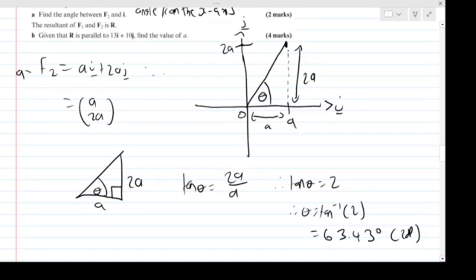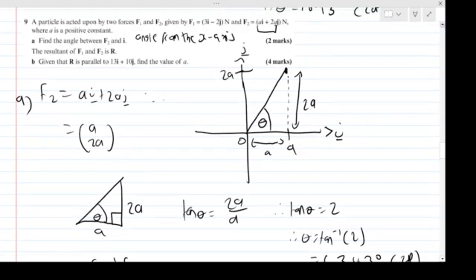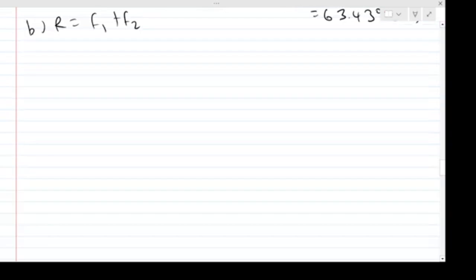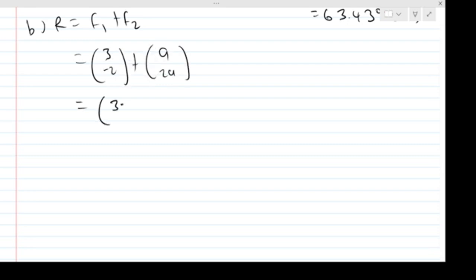Cool. Then we're told the resultant of the two vectors is r. Then we're told in part B, given that this resultant vector r is parallel to this other vector, find the value of a. So firstly, we're going to need to work out r. The resultant is adding these two vectors together. F1 is 3i minus 2j, so 3, minus 2, and f2, as we just saw, is a and 2a. If we add them together, we get 3 plus a, minus 2 plus 2a.